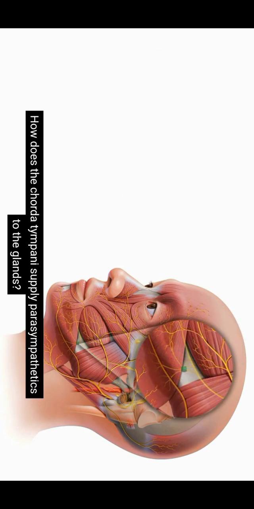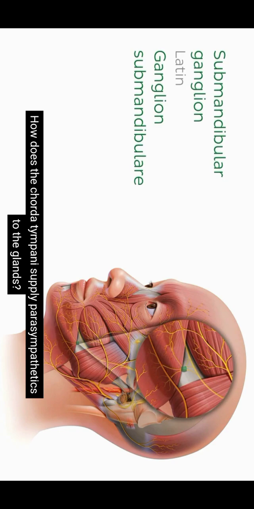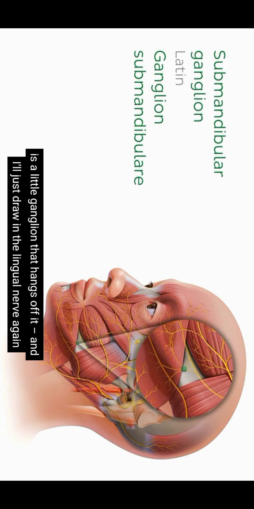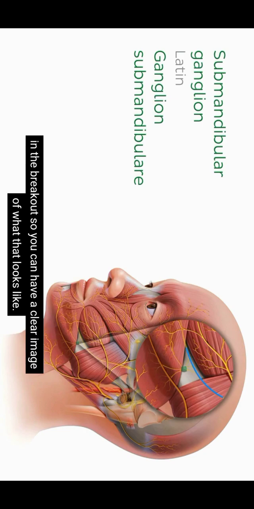But the final question I want to ask you: how does the chorda tympani supply parasympathetics to the glands? We're going to answer that question in this next slide. As we follow the lingual nerve, we can see in this image that the submandibular ganglion is a little ganglion that hangs off it. I'll just draw the lingual nerve again in the breakout so you can have a clearer image of what that looks like.